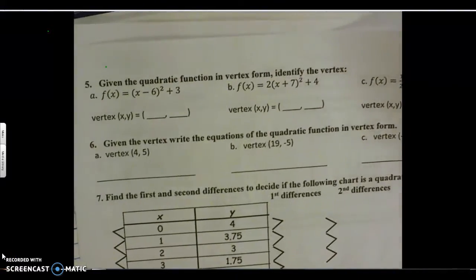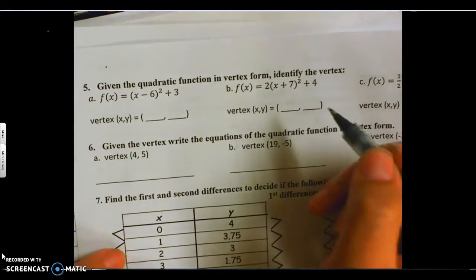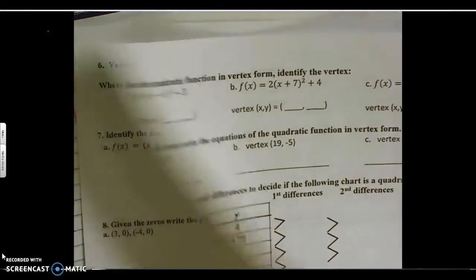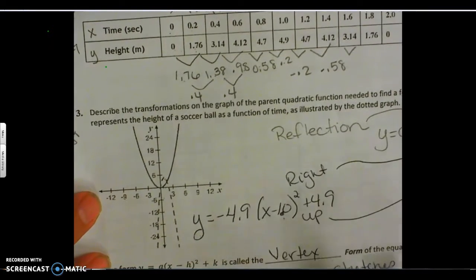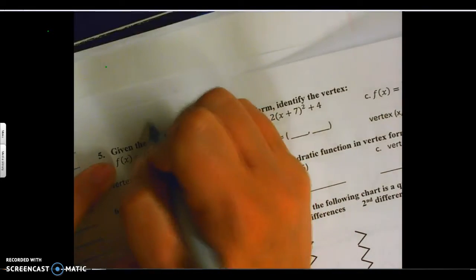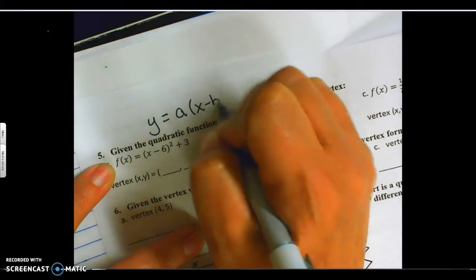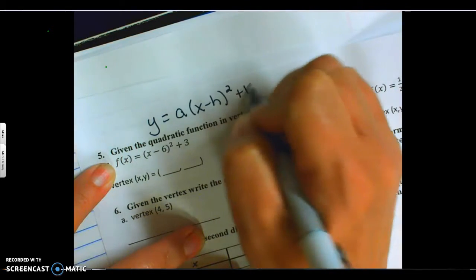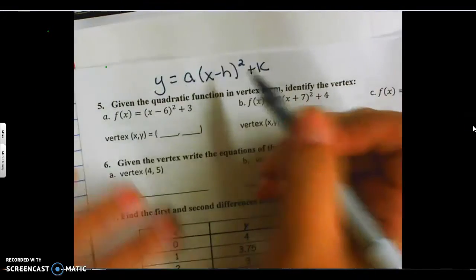Here's the second part. It says, given the quadratic function in vertex form, identify the vertex. So we know from the front that the vertex is (h, k), where h and k are the vertex. So my y equals a times (x minus h) squared plus k. Now remember, there's a sign change on the inside because x is not very honest.